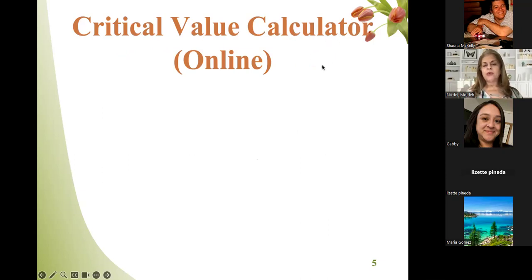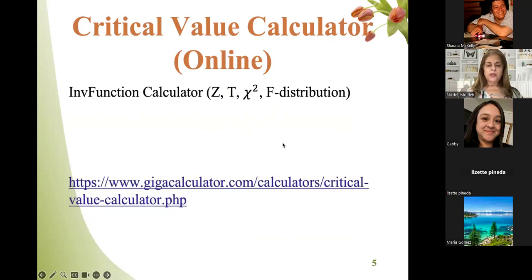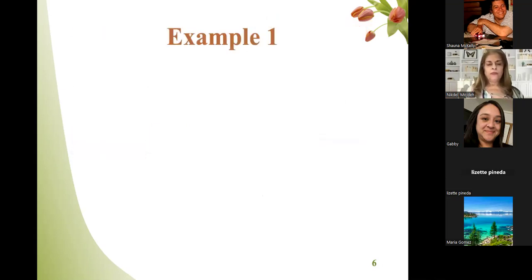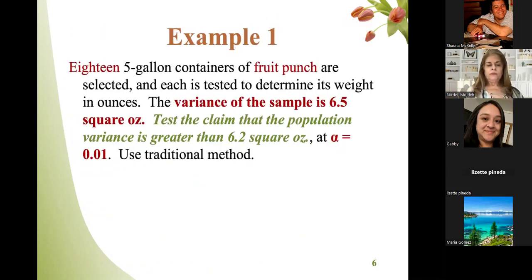Again, the critical value calculator, which is online. Here is the link. You will see this in all sections of this chapter: 8.2, I think, 8.3, 8.4, and 8.5. So there is an inverse function calculator: inverse norm, Z, inverse T, inverse chi-square. And even that site has the F distribution, which we will get to in other chapters.